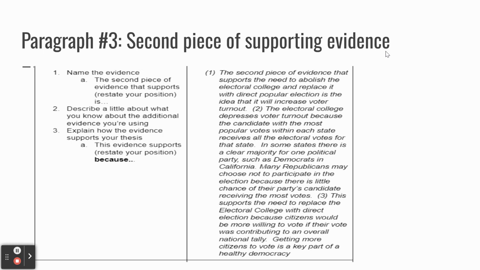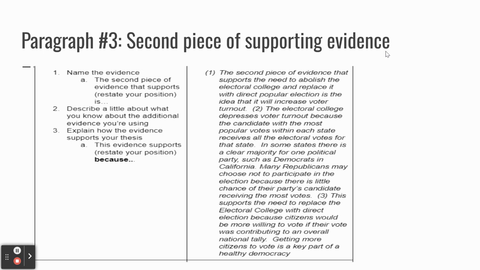So why? The Electoral College depresses voter turnout because the candidates with the most popular votes within each state basically receive all the electoral votes for the state. In some states, there's a clear majority for one political party, such as Democrats in California. Many Republicans may choose not to participate in the election because there is little chance of their party's candidate receiving the most votes. So I just explained a little bit about how the Electoral College depresses voter turnout.